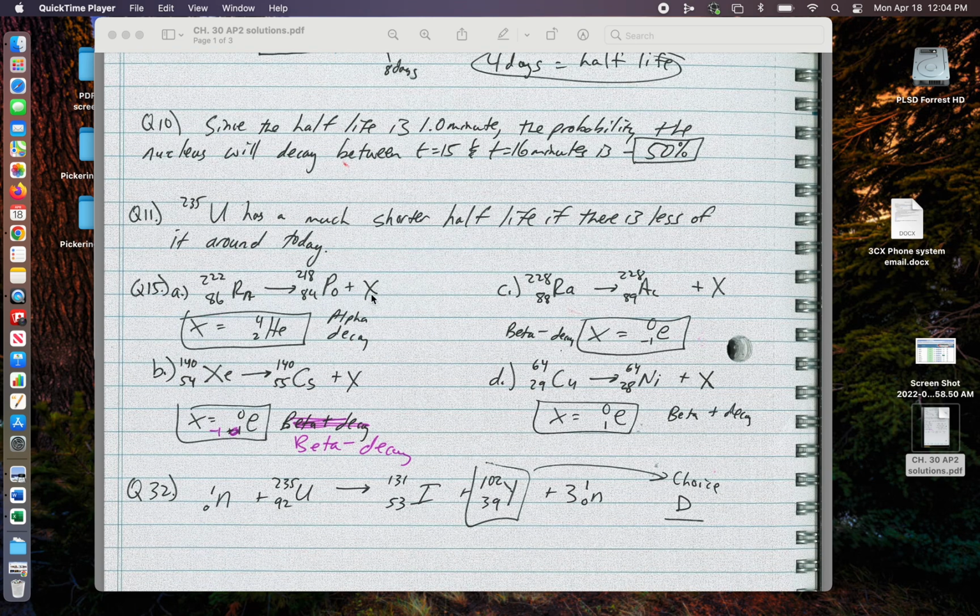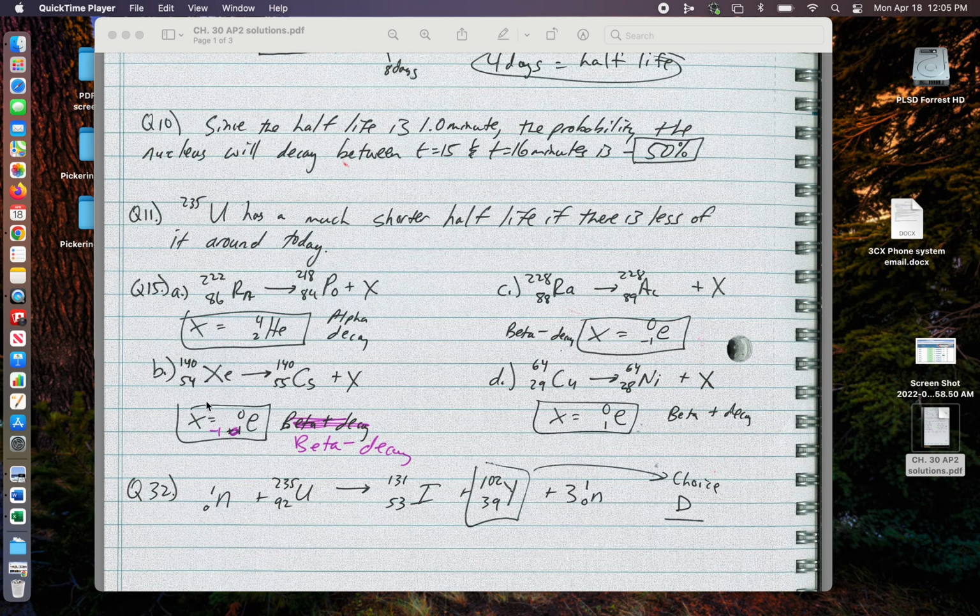So this was the reaction when you were asked what X was. So if you look, the number of charges is 86 over on this side, so I need 86 on that side. So I've got 2 at the bottom, 222 on this side. I only have 218 up here, so I've got 4 up here. So this is the extra mass, and that's the extra charge. That is an alpha particle.